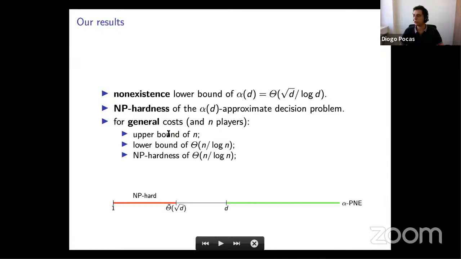Another contribution was to look at the case where you have general cost functions, not just polynomials. Here we prove that n-approximate equilibria exist, where n is the number of players. We got a lower bound of n over log n. Again, this lower bound also translates into an NP-hardness bound.